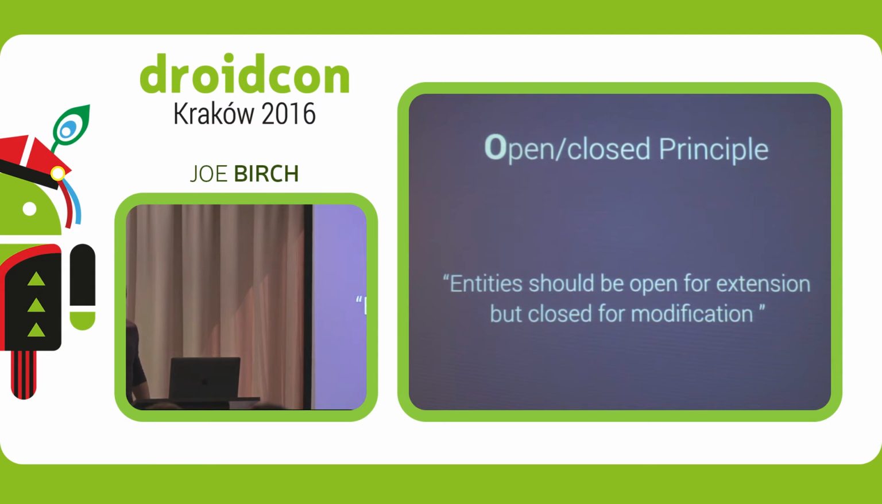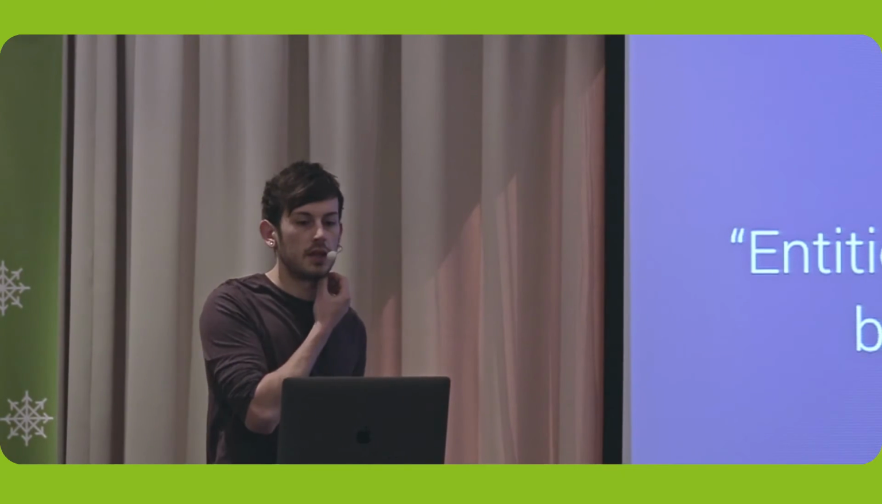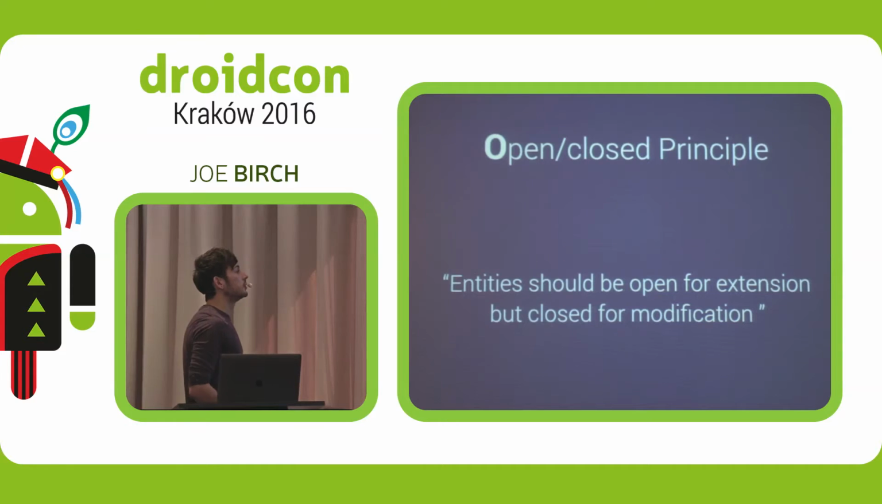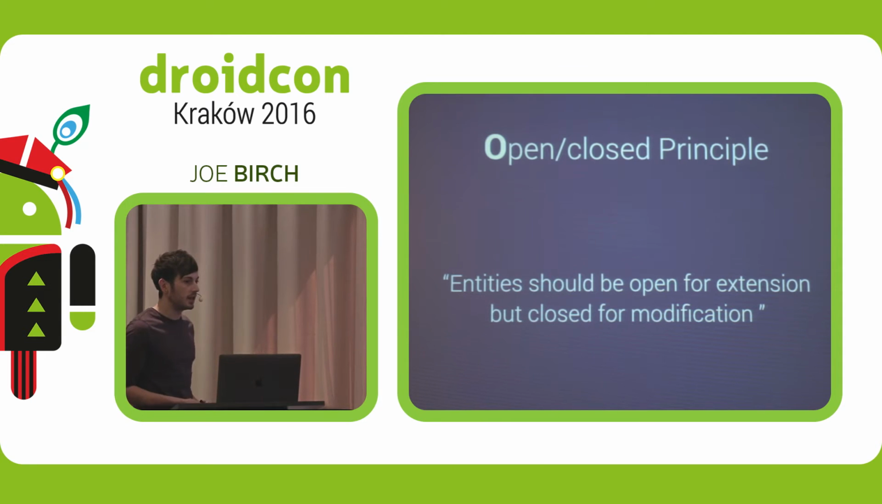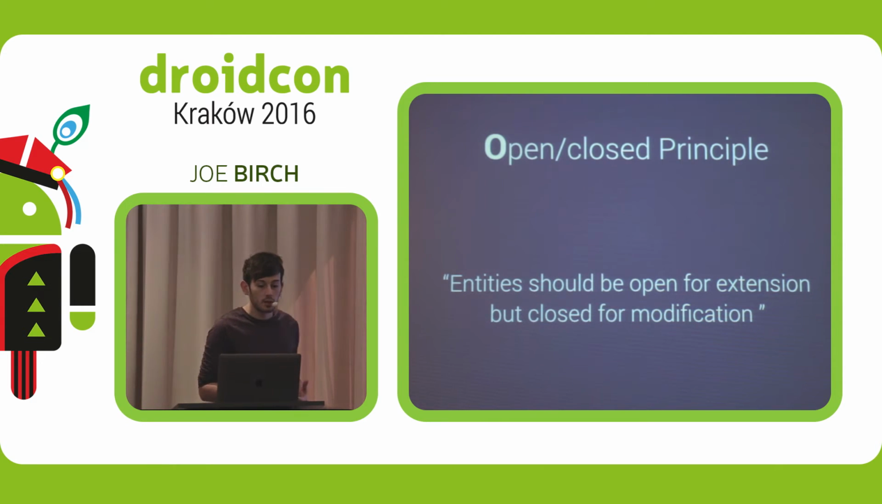Cool. So the second one is the open-closed principle. This one essentially says that entities should be open for extension but closed for modification. What this is saying is that you should be able to write code that doesn't need to change every time the requirements change. And in Java, we can look at this in the way of, say, inheritance and polymorphism, so if we extend stuff and implement stuff.